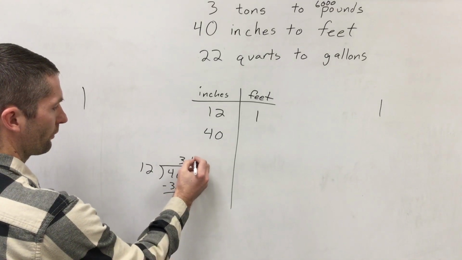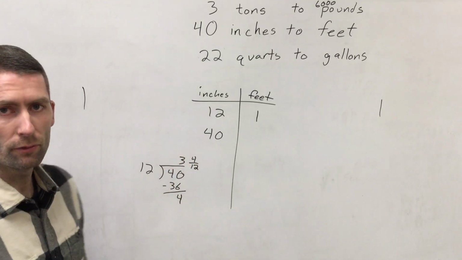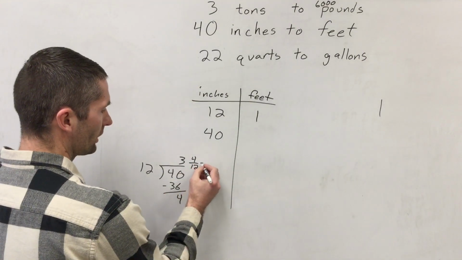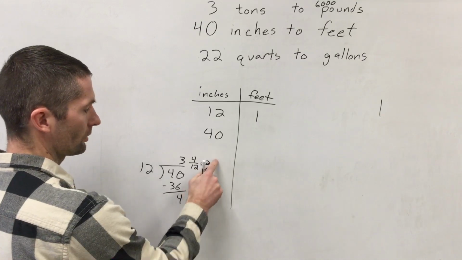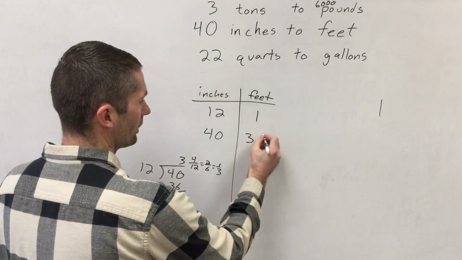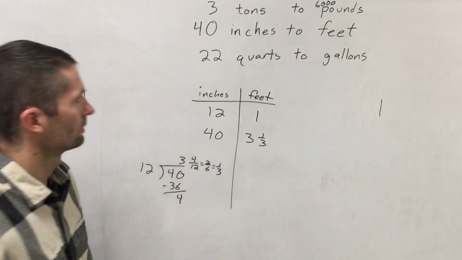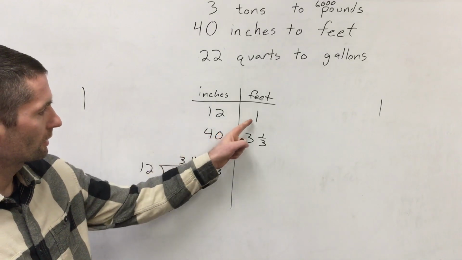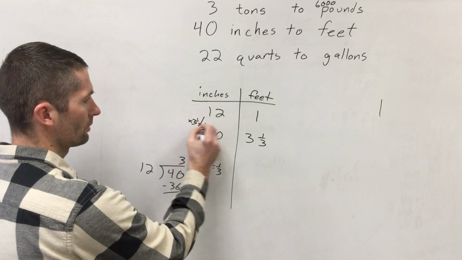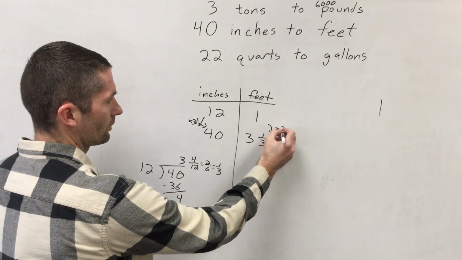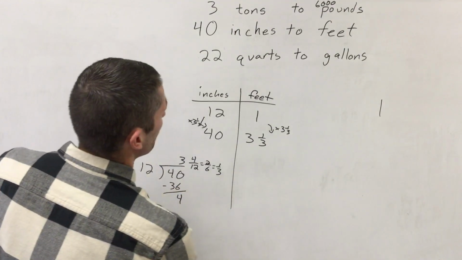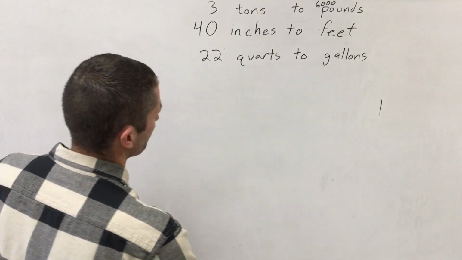So 3 and 4 out of 12. 3 and 4 twelfths. We can reduce 4 twelfths. They're both even. Divide them both by 2. That gives you 2 sixths. They're still both even. That gives you 1/3. So your answer to this is 3 and 1/3 feet. Because the relationship here is the same relationship here. This was times 3 and 1/3, times 3 and 1/3, or 3 and 4 twelfths.